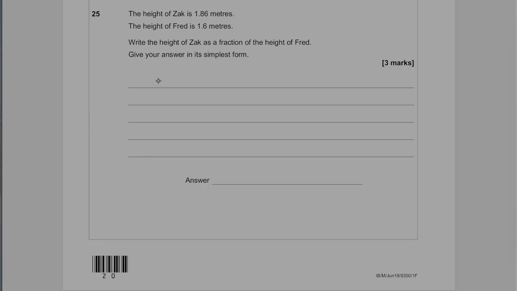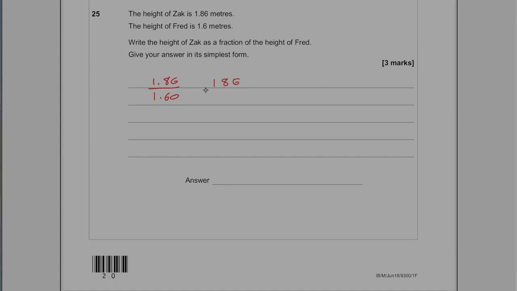So that seems like I'm looking at 1.87 over 1.60. Right, I'm going to times both by 100, so 187 over 160. I'm going to cancel both down by... so that's going to be 93 over 80.